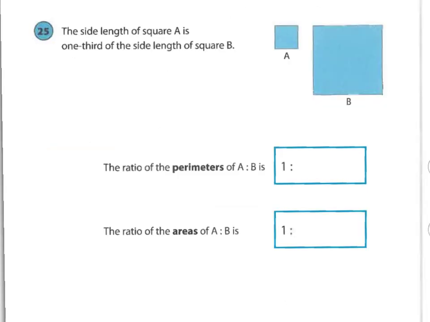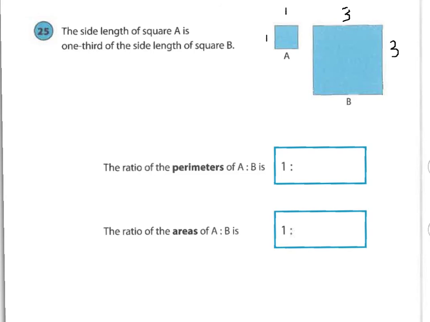Question 25. The side length of square A is 1/3 of the side length of square B. Or, to say that the other way around, the lengths of the sides of square B are actually 3 times the size of length A. Now, because no measurements have been given, what I'm going to do is represent the lengths of A by side of unit 1, and the lengths and width of B, because it's 3 times the size, I will represent with 3's.